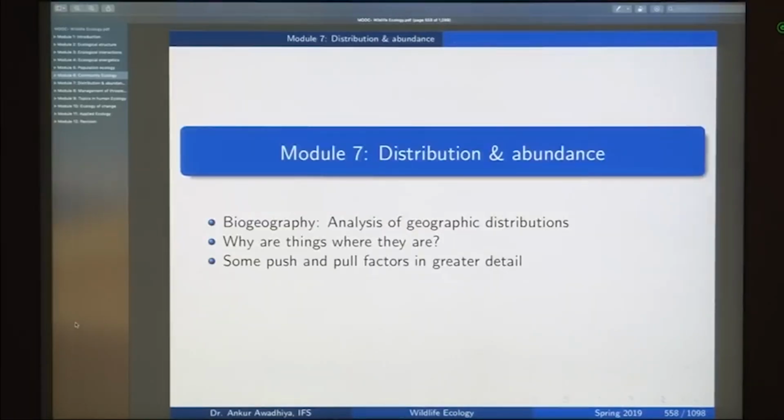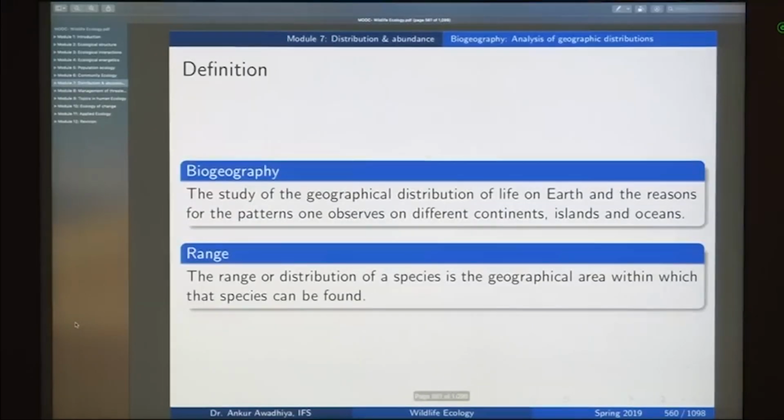Now, in the 7th module, we looked at distribution and abundance of organisms. So, we began with biogeography, which is a study of the geographical distribution of life on earth and the reasons for the patterns one observes on different continents, islands and oceans. So, it asks the question, what is found where and why is certain thing found in a certain location and not in some other location.